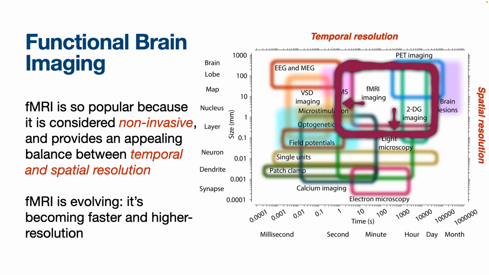How are we starting to use the scanner to look at, for example, layers of the brain instead of just whole regions, or look at sub-second responses in the brain? So the evolution of this technique is also helping us become more powerful scientists.